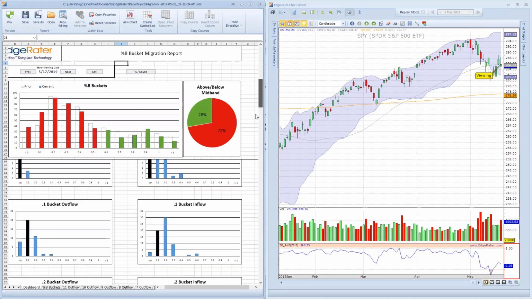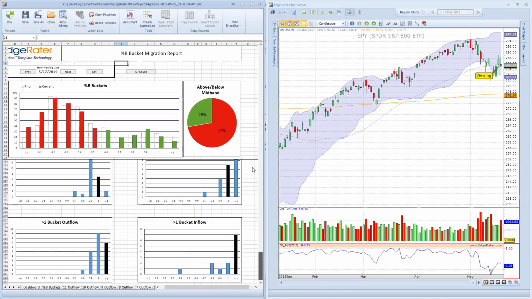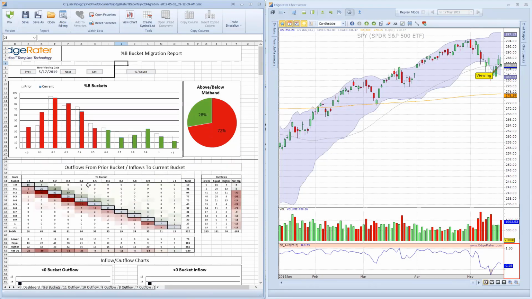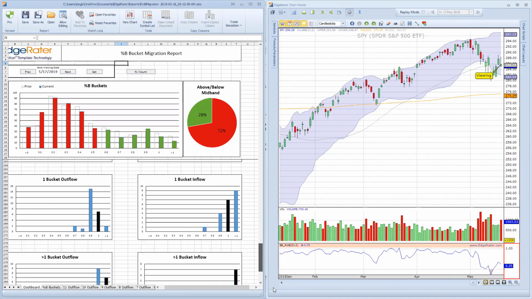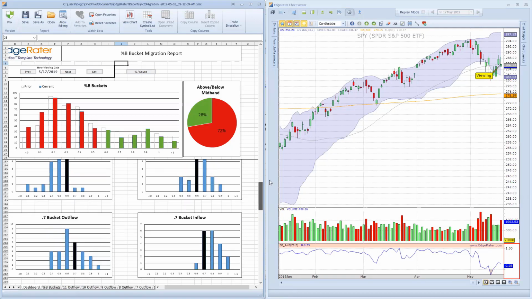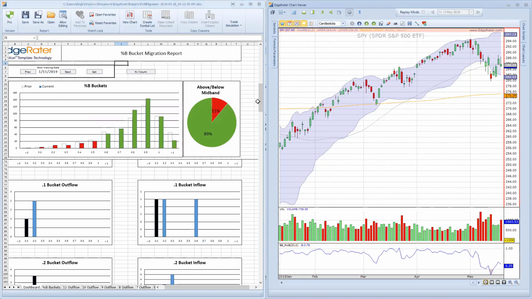And then you can scroll down. And below this is a summary of the inflows and outflows. If you wanted to go into all of the details, you can go down even further. That's up to you. I never normally look down that far, but it can be interesting to look at.